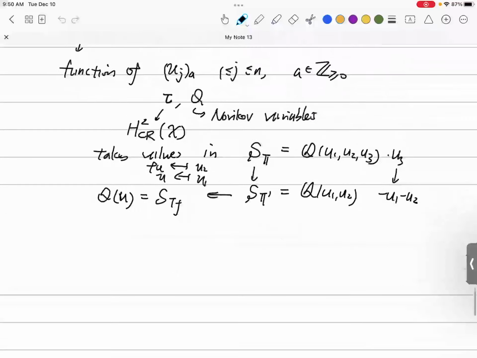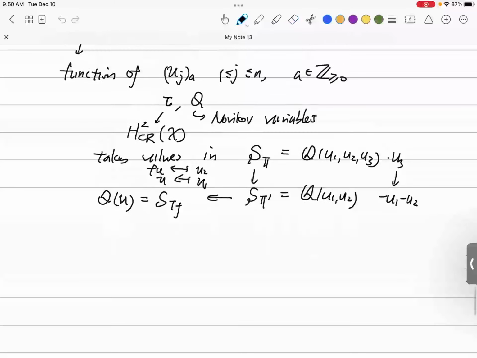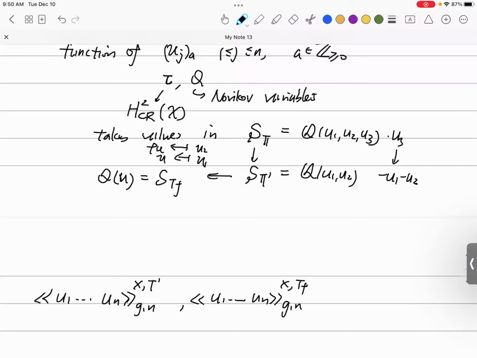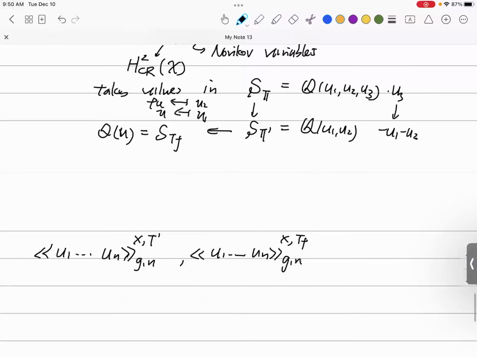So we introduce this notation: we can restrict this to the smaller torus, and it will depend on fewer equivariant parameters. So we call this T', or even X_{T_f}. So this is the notation.